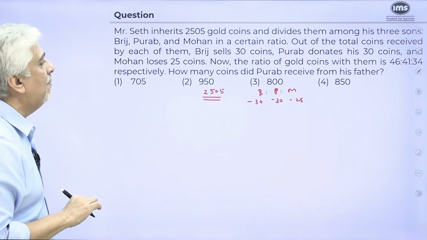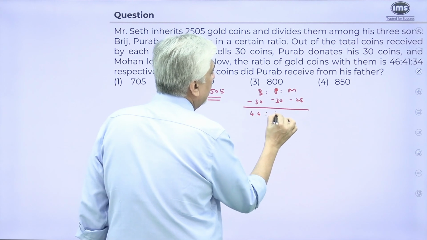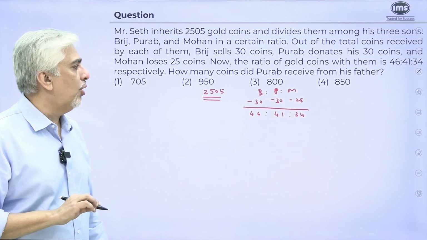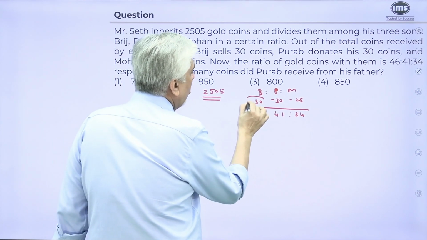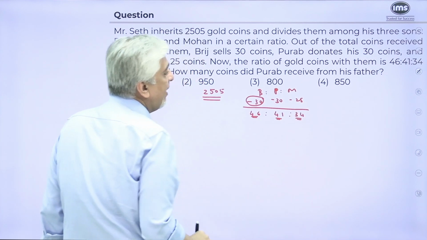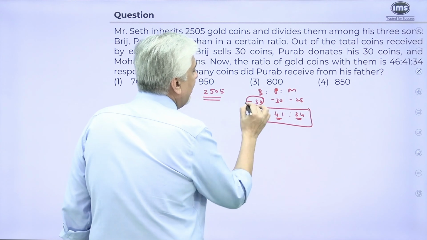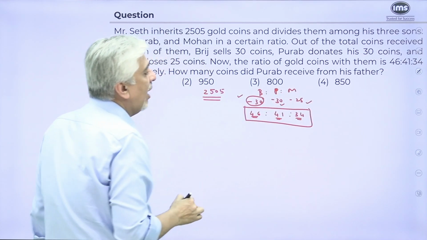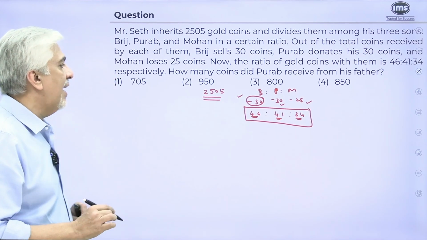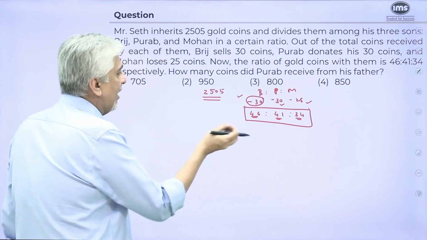And now the ratio becomes important. Now the ratio becomes 46, 41, 34. Now, a lot of people make a mistake over here. They add this 30 over here and say this becomes 76, 71 and 69, which is incorrect, because remember, this is a ratio while the values on the top were real values, so you can't do that. So how do you do this question? What is the right way to do this question? There are a couple of ways in which you can do it. I can show you both the methods.